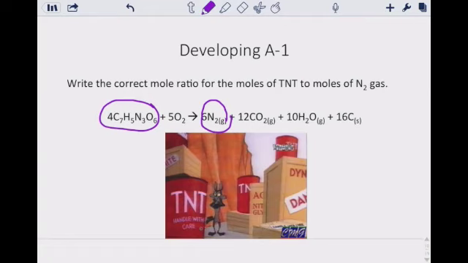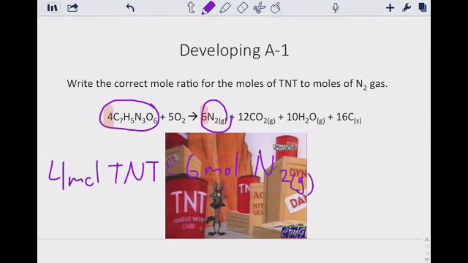But when we're looking at this, what we see is, look at their coefficients, a 4 to 6 ratio. So for every 4 moles of TNT equals 6 moles of nitrogen gas. And that would be our mole ratio, a 4 to 6 ratio.